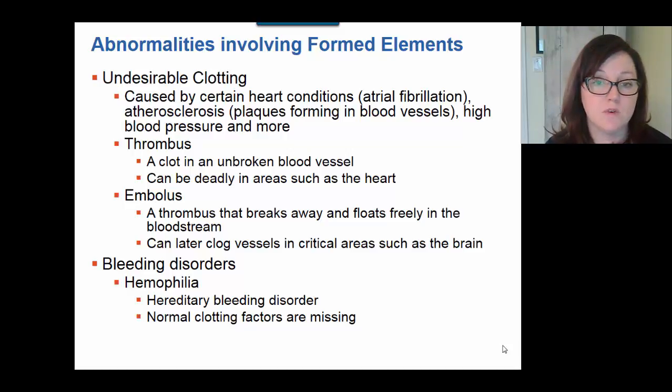Related are some bleeding disorders. Bleeding disorders are also abnormalities involving the blood. You might be familiar with the bleeding disorder called hemophilia. Hemophilia is a hereditary bleeding disorder, caused by damaged or mutated genes that are passed on from parent to offspring. In these conditions, certain molecules that are required for clotting are missing, and so these individuals are unable to clot their blood when they have a break in the blood vessel wall.